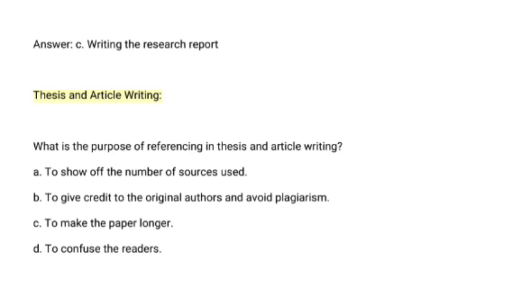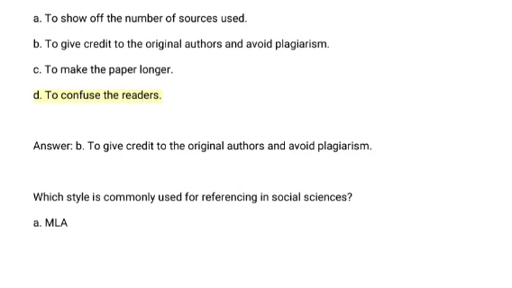Thesis and article writing. What is the purpose of referencing in thesis and article writing? A. To show off the number of sources used. B. To give credit to the original authors and avoid plagiarism. C. To make the paper longer. D. To confuse the readers. Answer. B. To give credit to the original authors and avoid plagiarism.